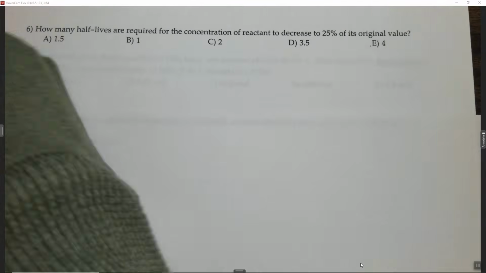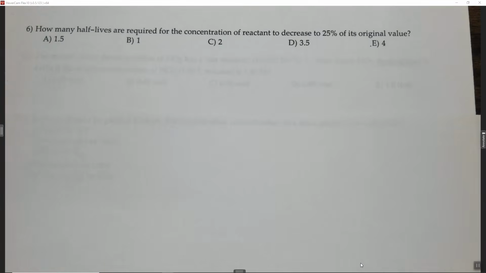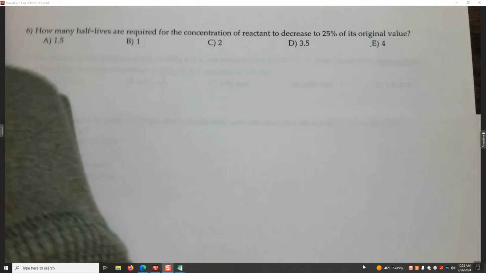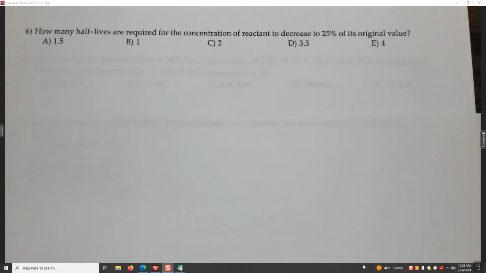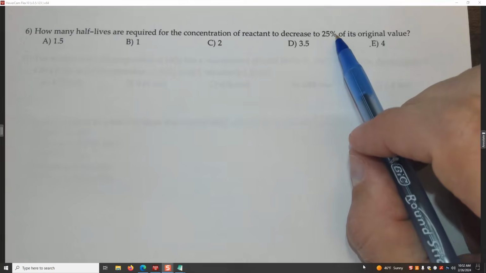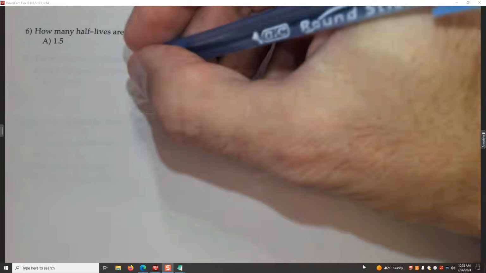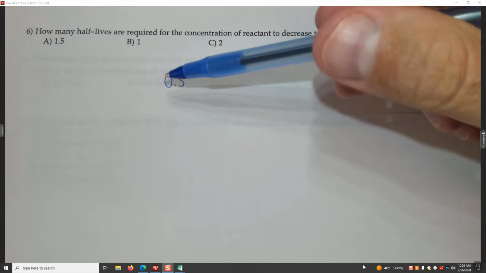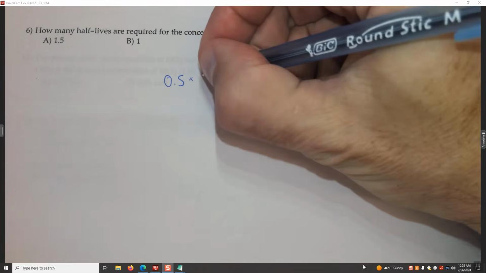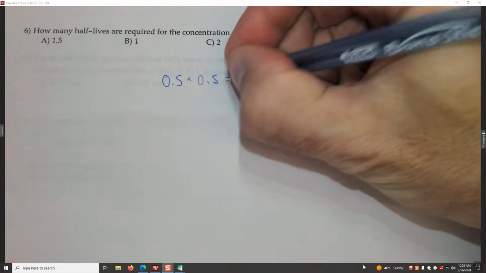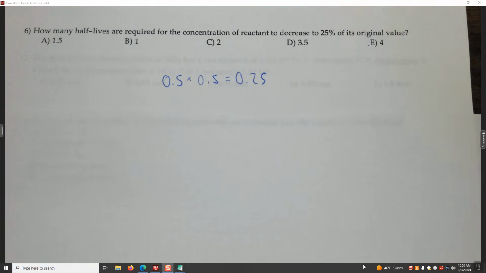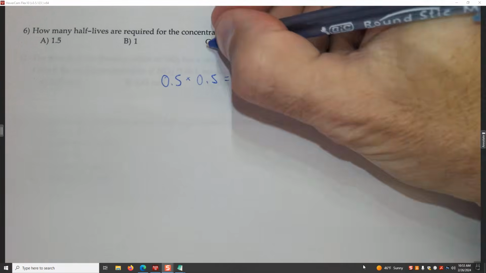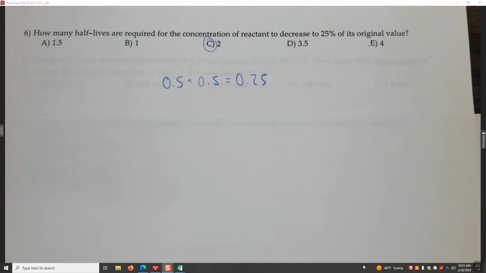All right, number 6 says, how many half-lives are required for the concentration of the reactant to decrease to 25% of its original value? So this happens to be an even number of half-lives. So for the first half-life, you will have half left. For the second half-life, you will have half of half left, which equals 25%. So after 2 half-lives, you'll have 25% left.